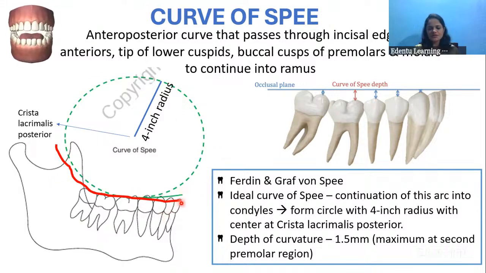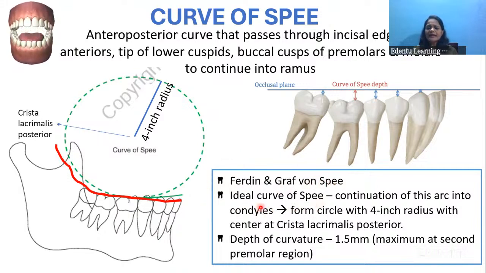Okay, passing through the incisal edges of the anteriors, then the cusp tips of the canine and the premolar, buccal cusp tip of the premolar and the buccal cusp tip of the molars, and then it is extending into the ramus area. So this curve that is present is called the curve of Spee. This curve was first noticed by Ferdinand Graf von Spee. That's why the name of the curve is based upon this person.